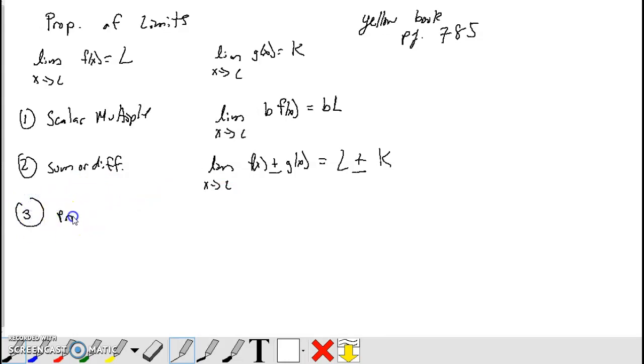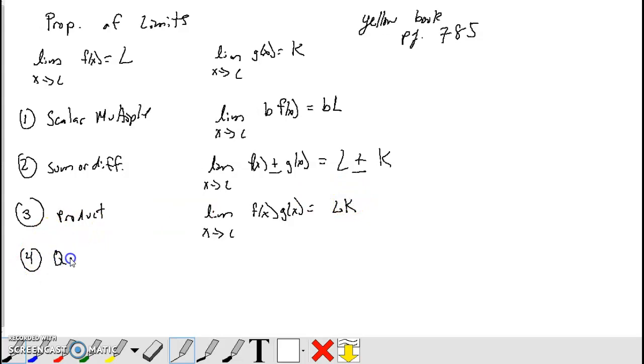We have product. The product basically says as x approaches c, if I multiply these two functions together, that just means I'm going to multiply my L by my k. So L times k.